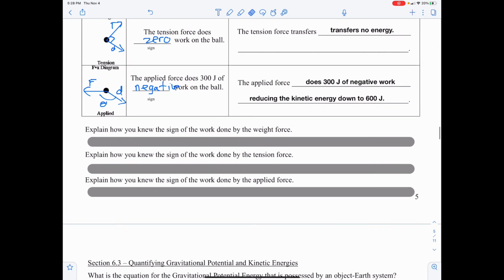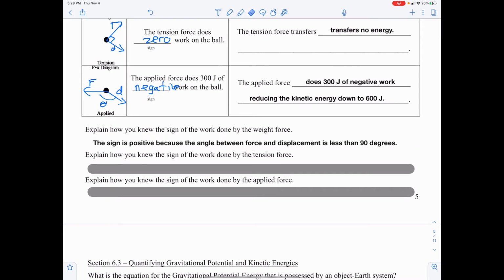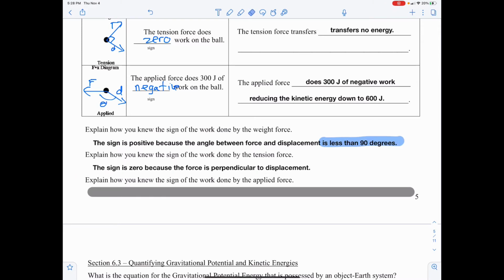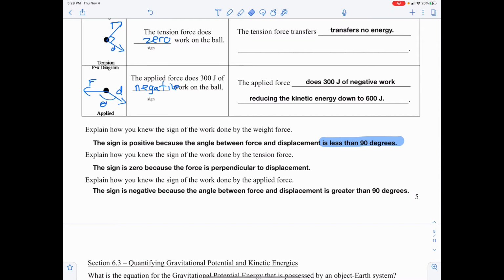Explain how you knew the sign of the work done by the weight force. The sign is positive; work is positive when the angle between force and displacement is acute, or less than 90. We know the tension force is doing zero work because tension is perpendicular to displacement. And we know the applied force does negative work because the angle between the applied force and the displacement is obtuse, or greater than 90 degrees.